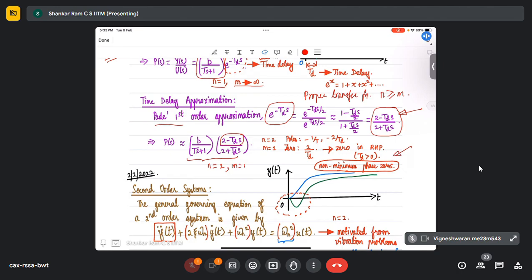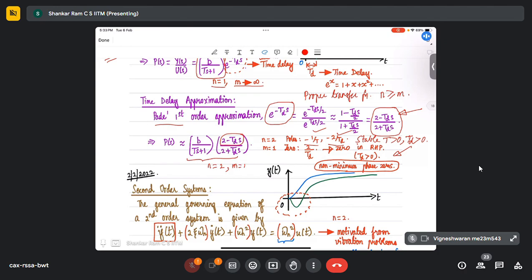So what do I mean by a non-minimum phase zero? If you look at this approximated transfer function, the poles, if you look at the denominator, they are at minus 1 by T and minus 2 by TD. Okay, so they are fine. The system is stable. Why? Because T is greater than 0 and the delay time is also greater than 0, right? So both poles are negative. Both poles are in the left half plane.